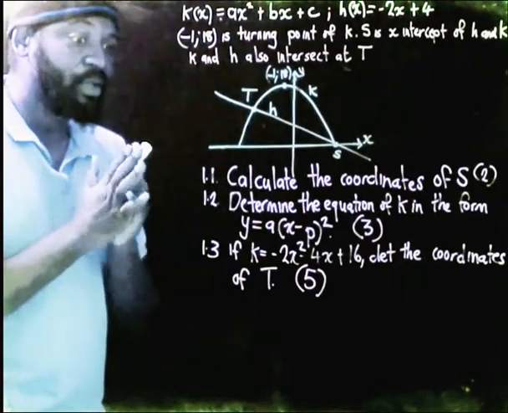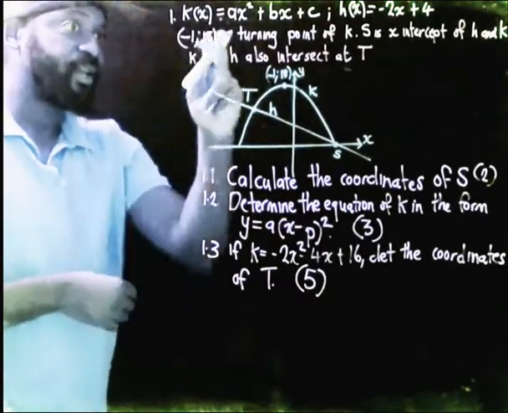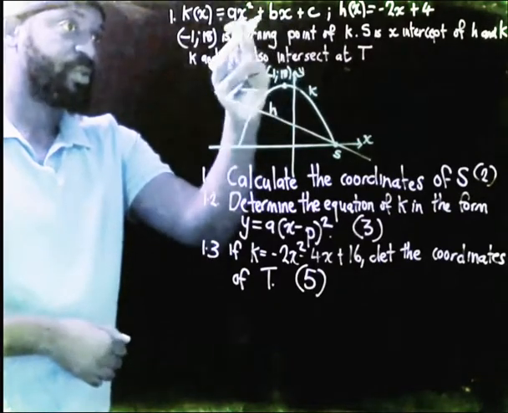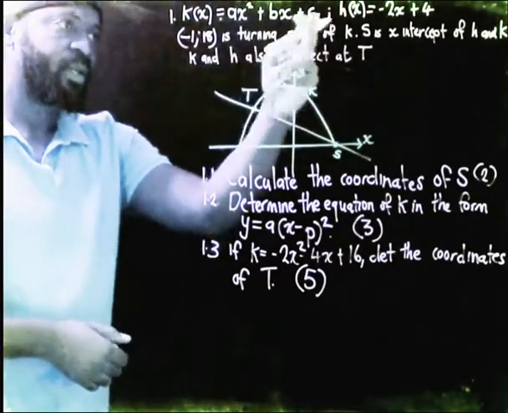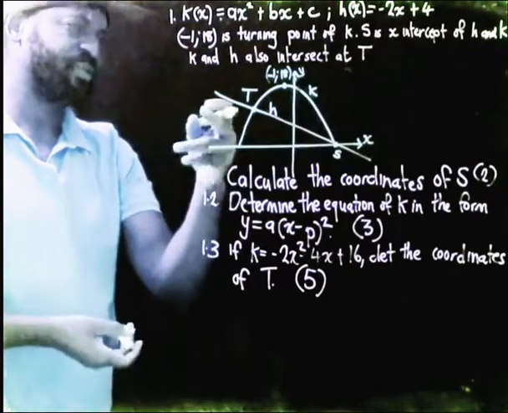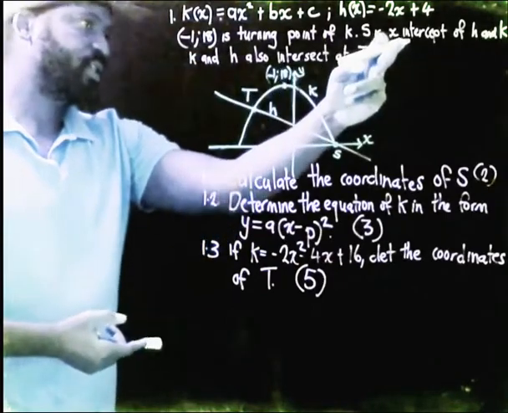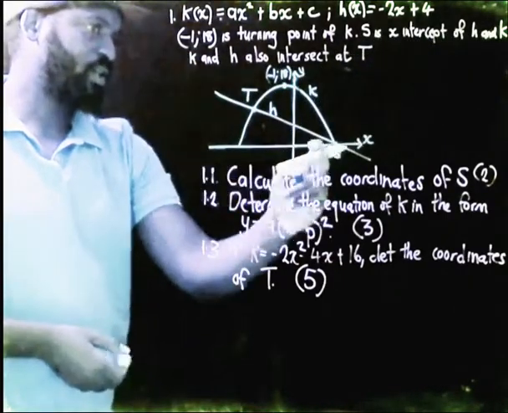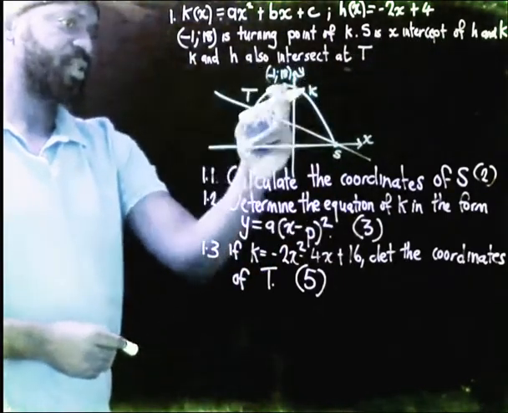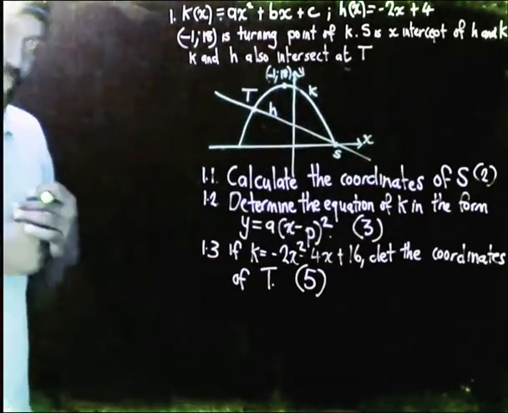In this video we're going to look at this question 1. It says k of x equals ax squared plus bx plus c, a quadratic function, coupled with h of x equals minus 2x plus 4, a linear function. Minus 1, 18 is the turning point of k, there it is. S is the x-intercept of h and k, there is S. K and h also intersect at T there. Calculate the coordinates of S.